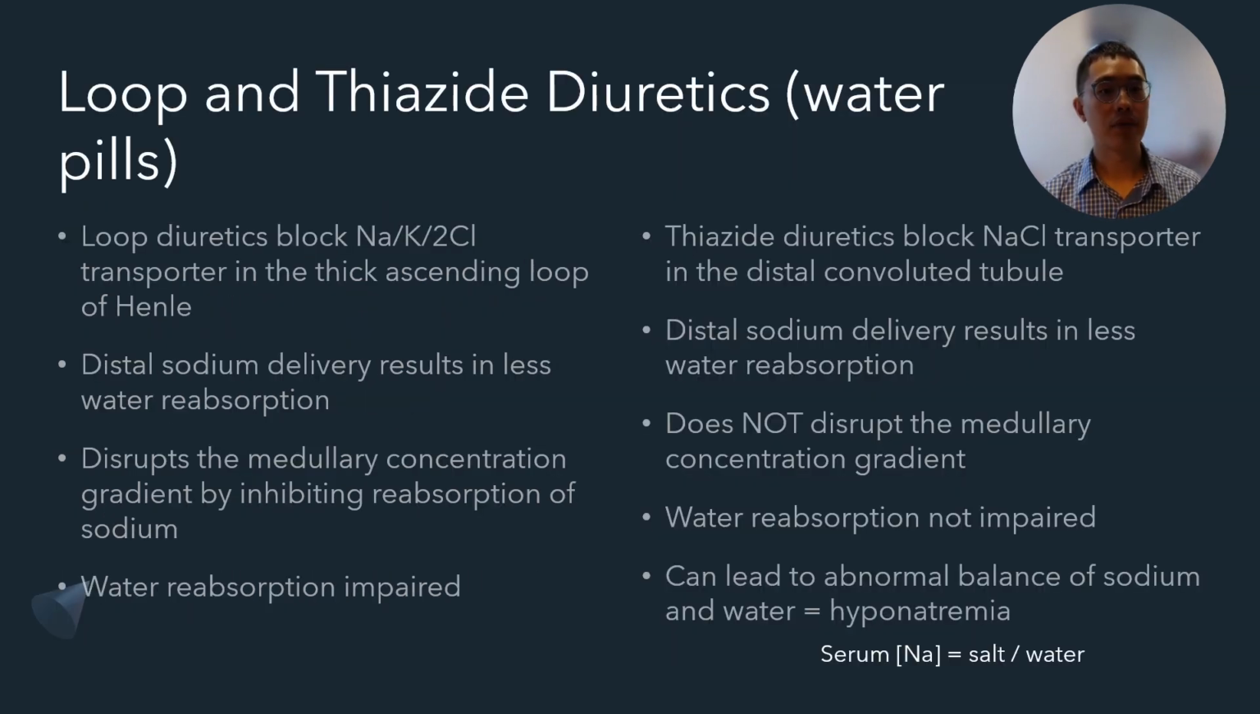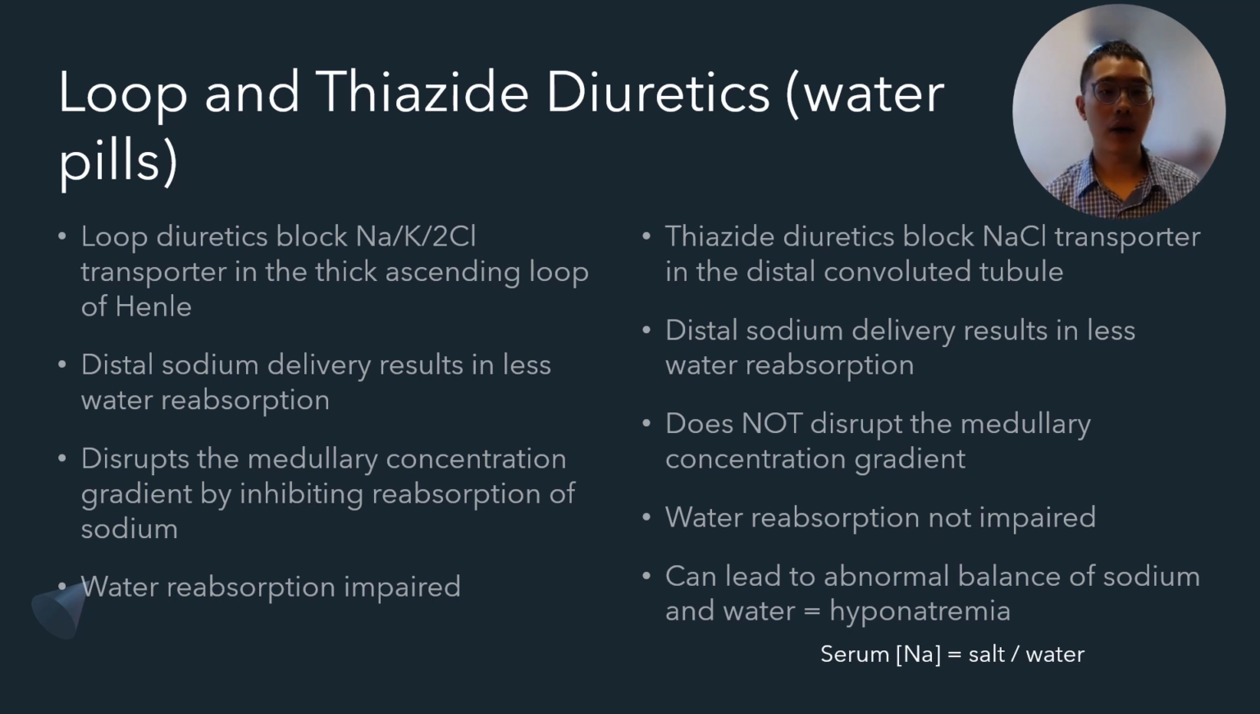I wanted to talk briefly about two types of diuretics here, which work on the loop of Henle and the distal convoluted tubule. This will also help us to synthesize what we know so far about sodium and water regulation in the kidney. Loop diuretics are medications that act by blocking the sodium-potassium-2-chloride transporter in the thick ascending limb of the loop of Henle. The diuretic effect is due to the increase in distal sodium delivery, which results in less water reabsorption. Remember, where salt goes, water follows.